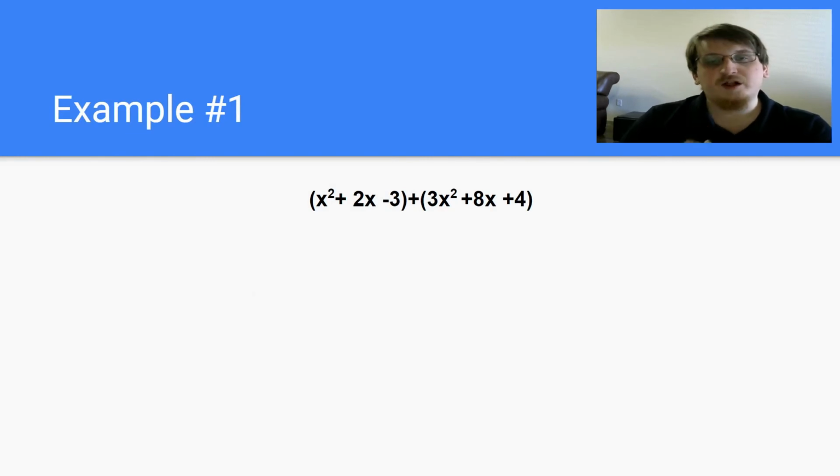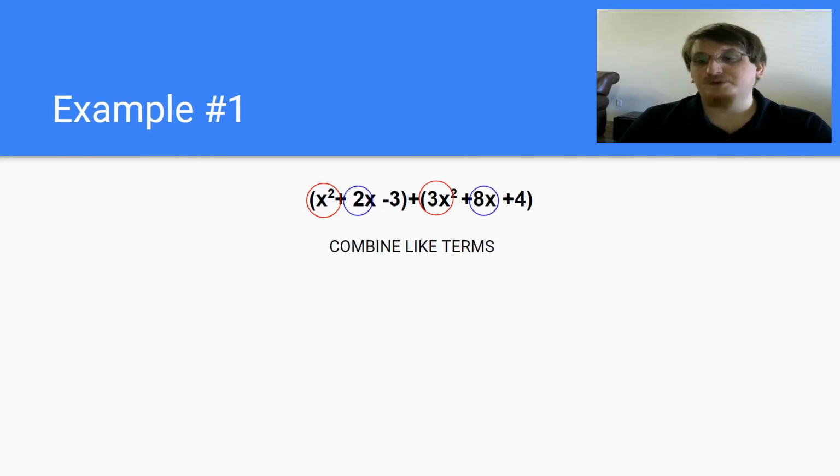Let's solve the following problem. X squared plus 2x minus 3. Then we're going to add that to 3x squared plus 8x plus 4. First, let's combine like terms. Let's highlight what our like terms are. X squared and 3x squared can both be combined because they're both x squareds, while 2x and 8x can be combined because they're both x terms.